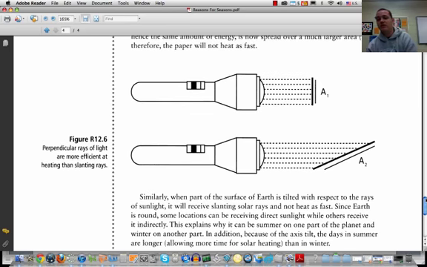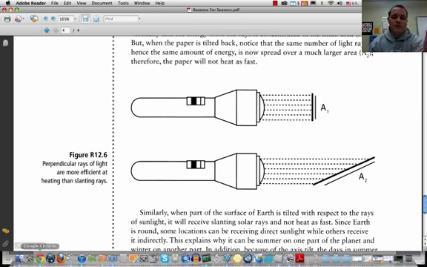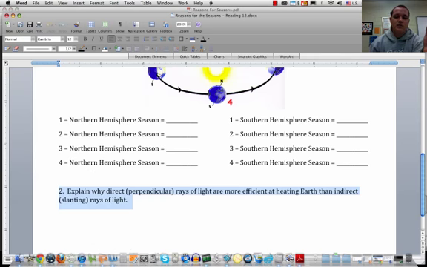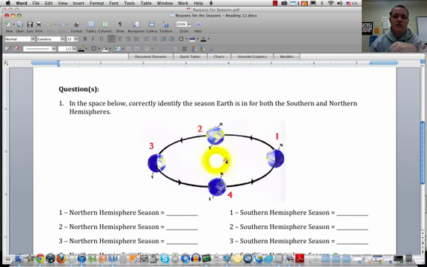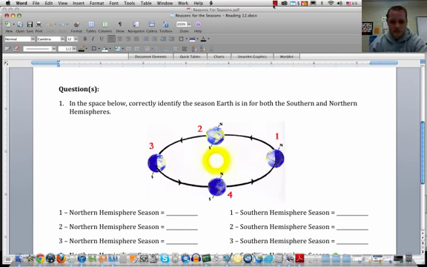As you're reading through this, you want to be thinking about what the causes of seasons are and why we have them. Talking about direct and indirect sunlight, be thinking about what season each part of the northern and southern hemisphere is in, depending on where the Earth is located as it revolves around the sun. If you have questions, let us know.